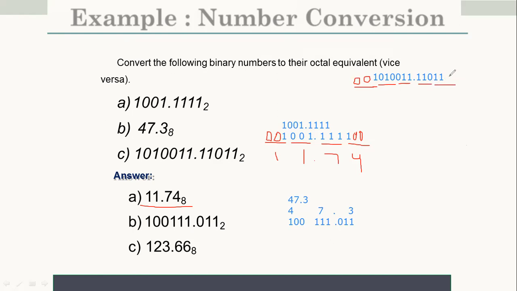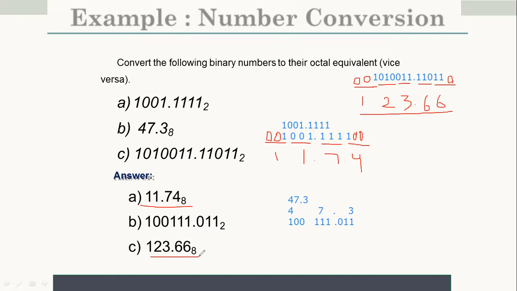So for the third bit, what do we do? We are adding 0 here. Now this will be 001, the equivalent is 1. 010, the equivalent is 2. 011, the equivalent is 3. 110 means the equivalent octal is 6. 110, that is also 6. So what is the result? 123.66. See here, the answer is 123.66.